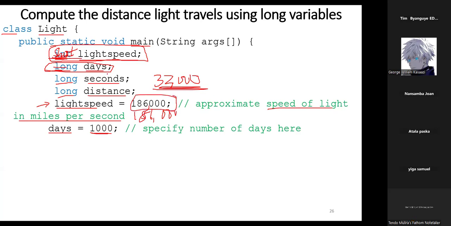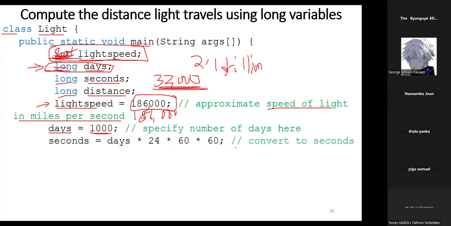Now, the reason for storing days as long could be that you expect this to keep growing over time. The value will go above 2.1 trillion, which is what we said is the highest value that int can store. And there you go. We now try to convert the days into seconds.